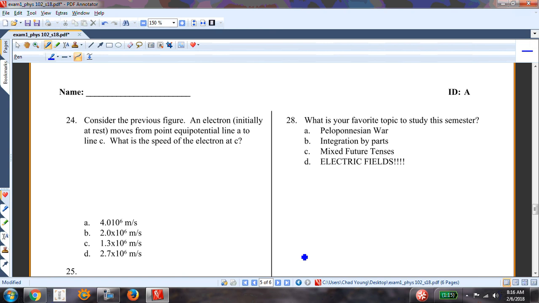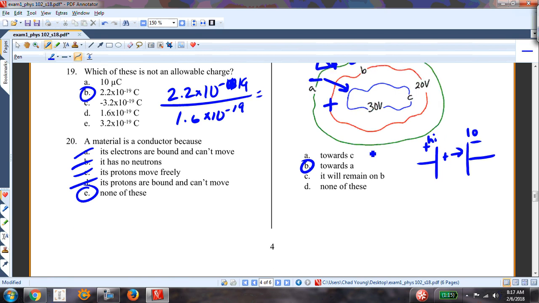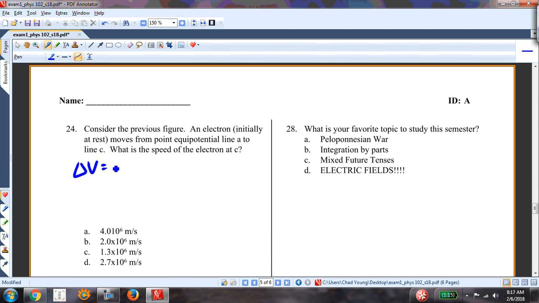All right, consider the previous figure. An electron initially at rest moves from a point on equal potential line A to line C. What is the speed of the electron at C? Okay, so it's moving from A, an electron, to C. And by the way, that should give you some hint to the previous problem, that if electrons move from low to high, then protons move from high to low. So this electron experiences a potential difference of 20 volts. That's really what I want to see. It moves from 10 to 30 volts, so it has a delta V equal to 20 volts. It increases its potential by 20 volts.